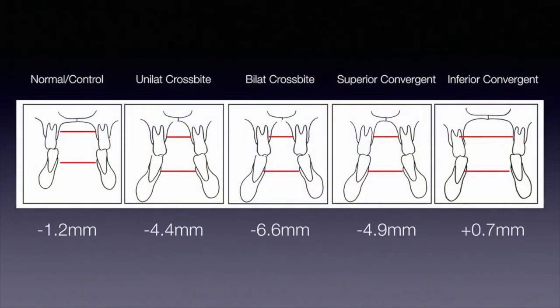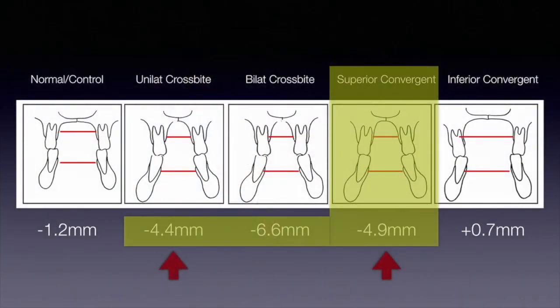Here's what the study revealed. The normal controls, the maxillary skeleton on the lingual, was about 1 millimeter smaller than the mandible. That's the normal control. But look at the superior convergent cases. No crossbites. The skeletal discrepancy was greater than that of unilateral crossbites. And for most of us as orthodontists, we'd treat unilateral crossbites all day, but we'd leave the superior convergent alone.